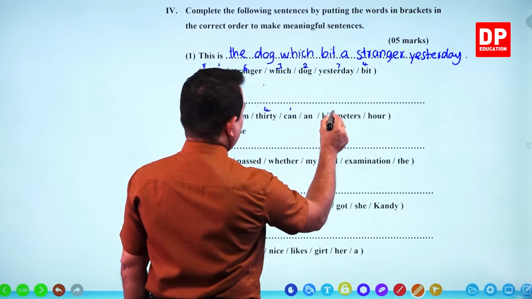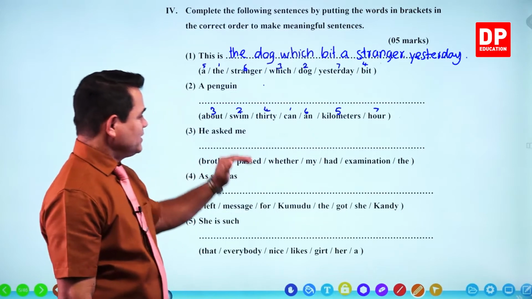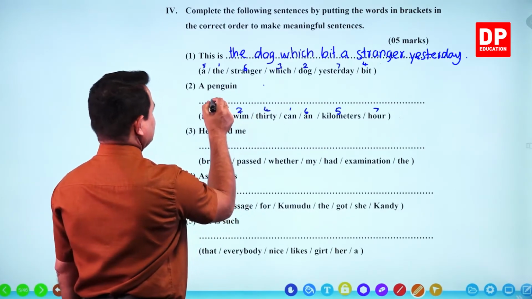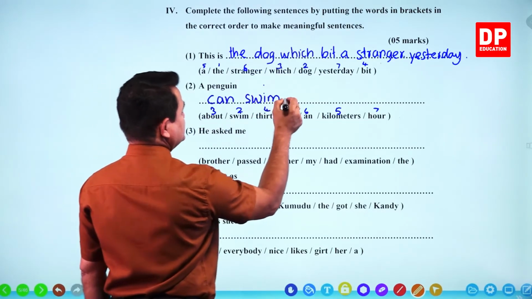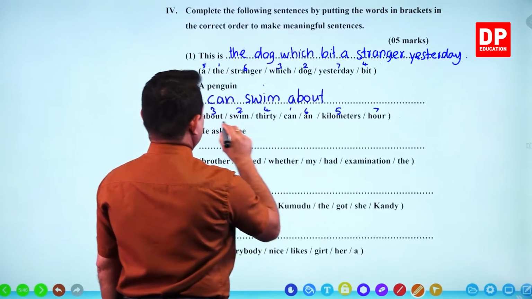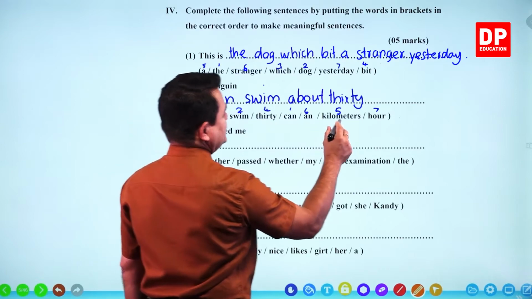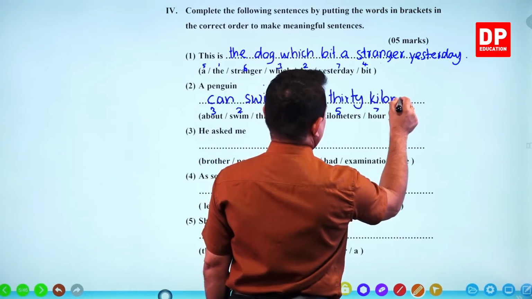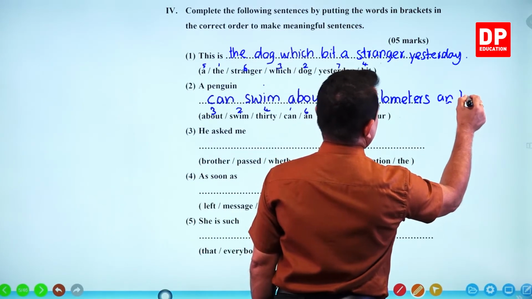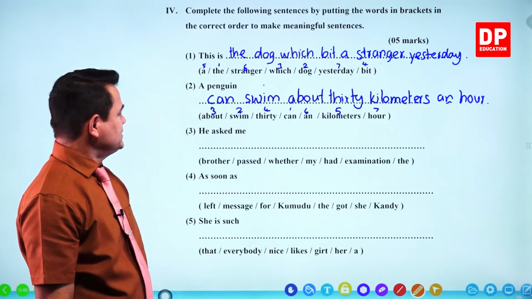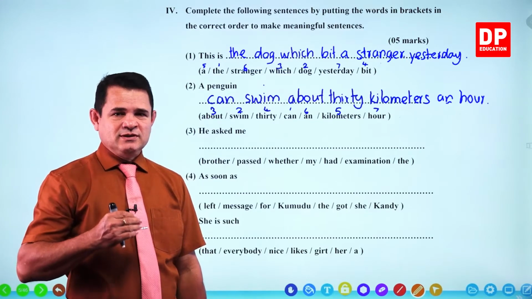Can swim about 30 kilometers an hour. Now you see we didn't miss any of the words. Now you can write the sentence: a penguin can swim about 30 kilometers an hour.